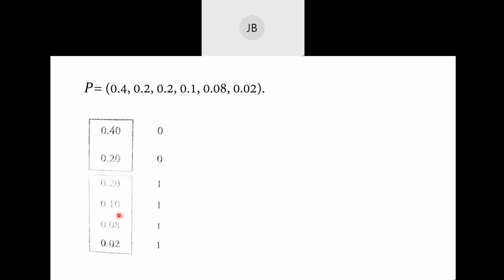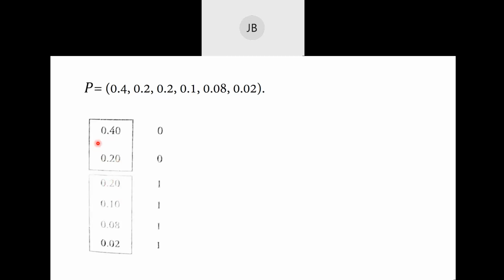Okay, first we sort them and then we divide them into two groups. That is indicated by two blocks here. So the first block consists of two elements, 0.4 and 0.2. So the total probability here is 0.6. In the second group, the probabilities are 0.2, 0.1, and again 0.1. So that becomes 0.4. Okay, so this is 0.6 and this is 0.4. There is no other better division possible.